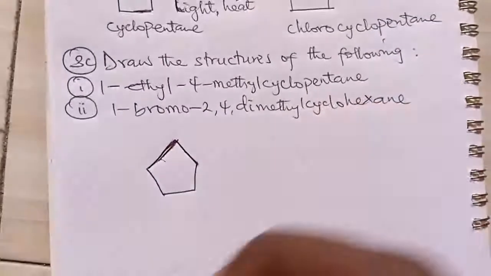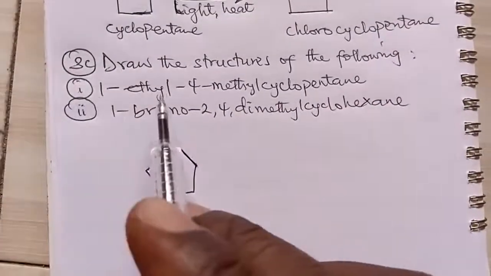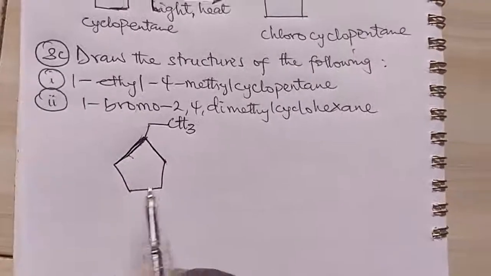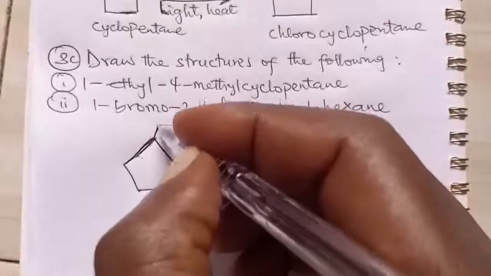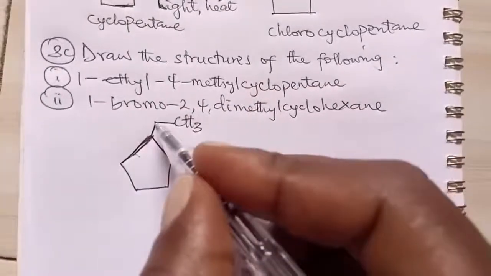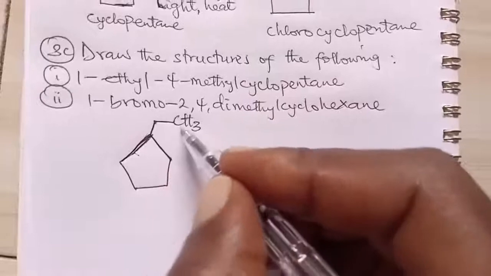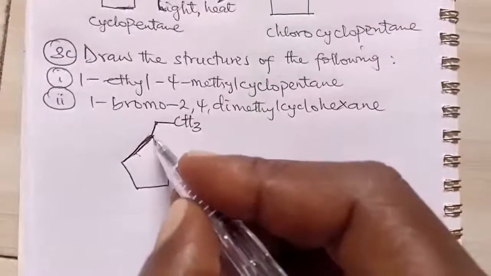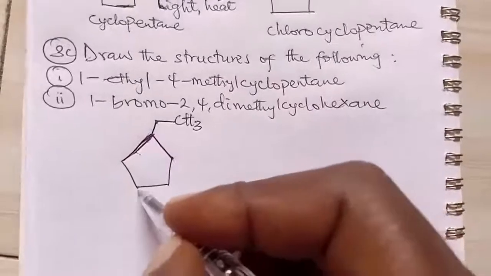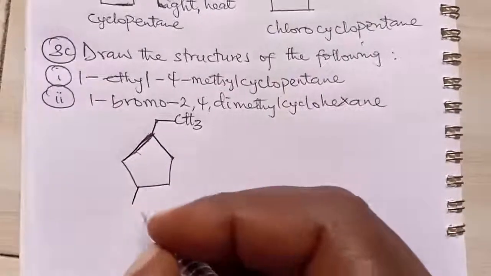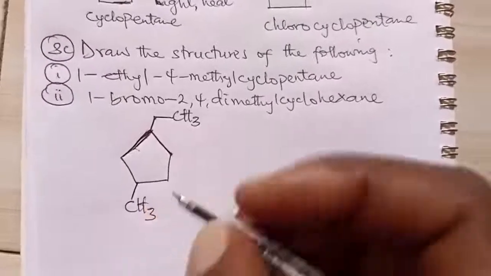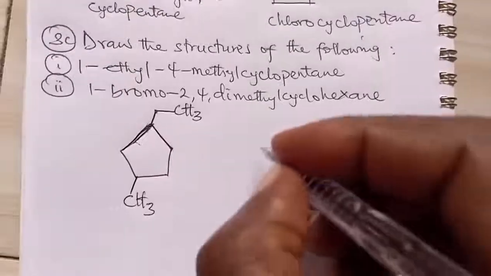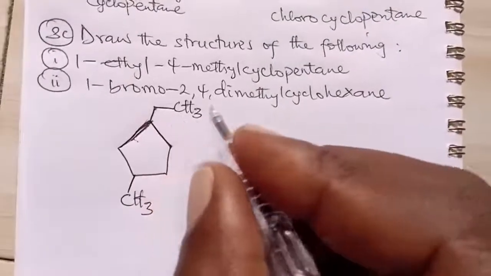So cyclopentane, and that's a 1-ethyl. So first of all, draw the junction here. This carbon atom with 2 hydrogen, then 1-ethyl, 4-methyl, 1, 2, 3, 4. At the 4, we draw methyl, then cyclopentane. So that's it. Then the second one is 1-bromo, 2,4-dimethyl cyclo.